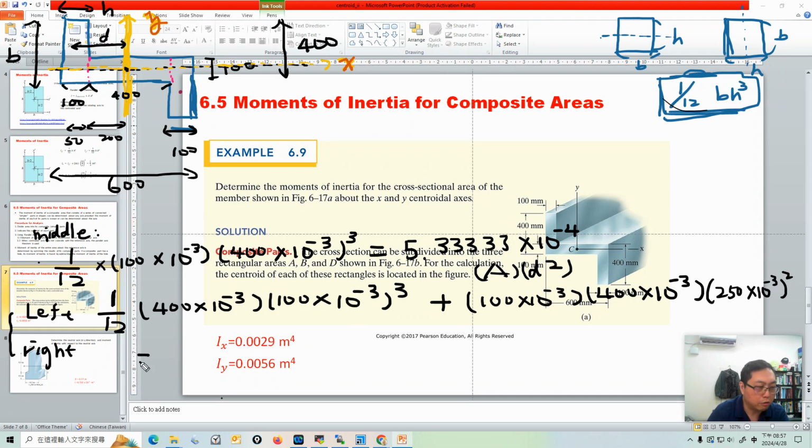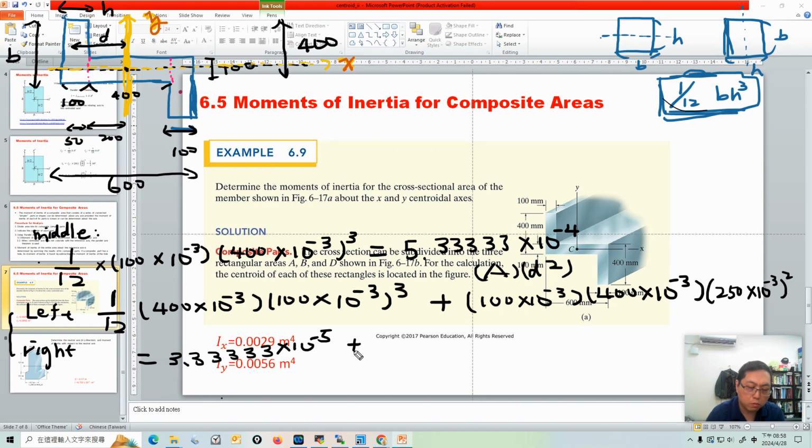Okay, let's calculate. 400 times 10 to the power minus 3, times 100 times 100 times 100 times 10 to the power minus 9, divided by 12. The first part is 3.33333 times 10 to the power minus 5. The other part, A d squared, is 100 times 400 times 10 to the power minus 6, which is 0.04, and then times 250 times 250 times 10 to the power minus 6.